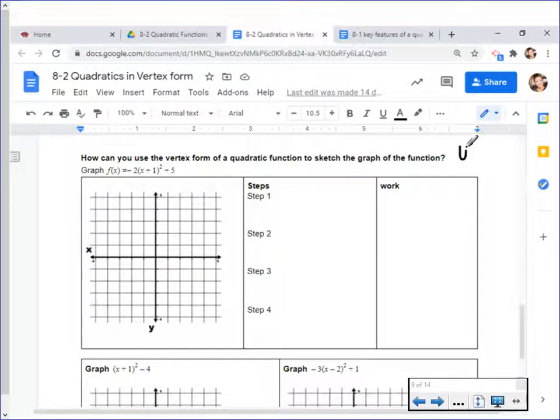So remember, your function that you always start out with, this is called the parent function. The most basic function is y equals x squared. They're taking that function and they're changing it, and we're going to graph it, okay? So the step 1 is we need to identify the vertex.